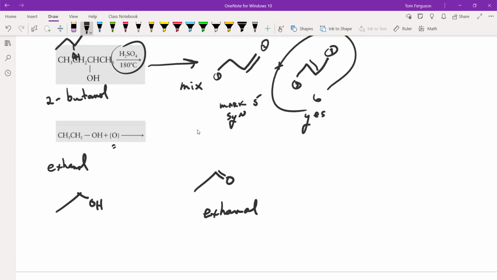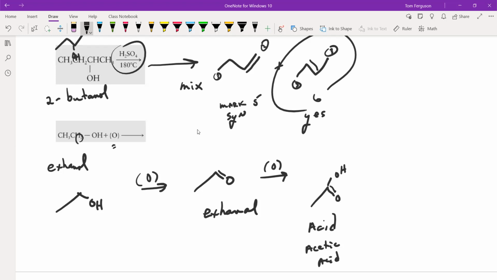And then we're going to continue on to the acid. You don't need to label it acetic acid, you just put acid there, it's fine. So remember, primary alcohols, because they have 2 hydrogens, can be oxidized twice. Remember, oxidation is the loss of hydrogens.